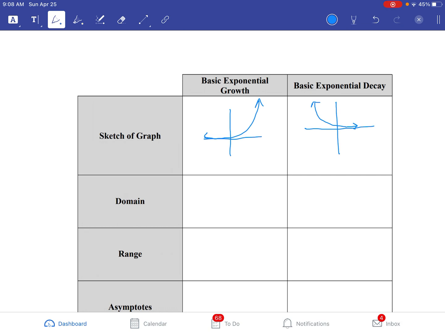Okay. Your domain. Domain is talking about what values exist for your graph on the x-axis. So if we look at our graphs, there's no asymptotes, there's no holes or anything. There's nothing that's getting in the way of it going from negative infinity to positive infinity. And the same thing goes for a decay function.